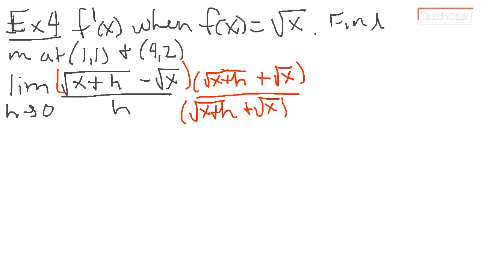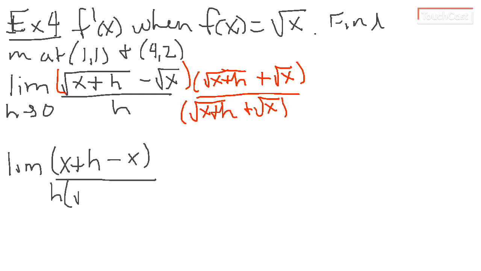What that's going to do is, in our numerator, because now we have a difference of squares that we're multiplying, we're just going to have the first term, the square root of x plus h, and we're going to square that. So we're going to be left with just an x plus h, minus, we're going to square the square root of x, so we're just going to have x, and that's going to be over h times the square root of x plus h plus the square root of x as h goes to 0.